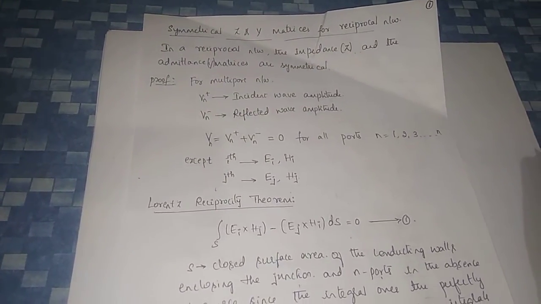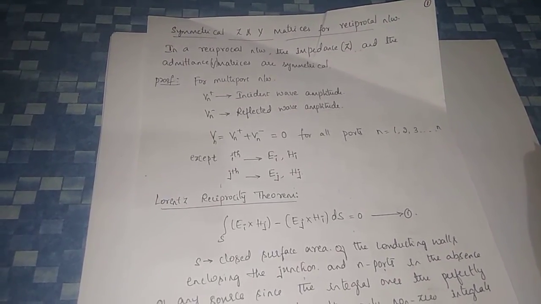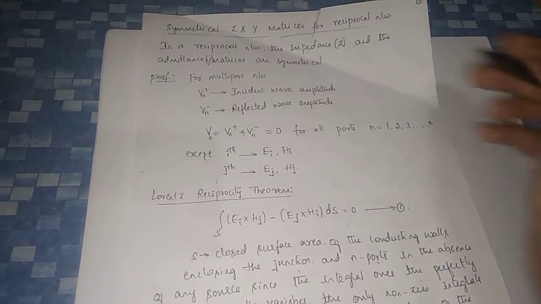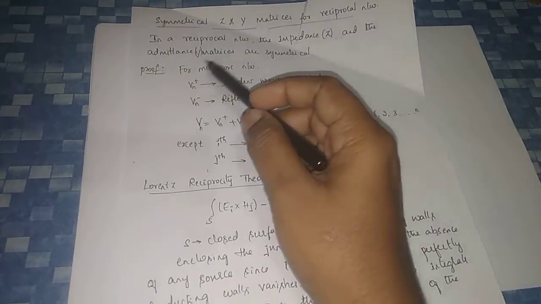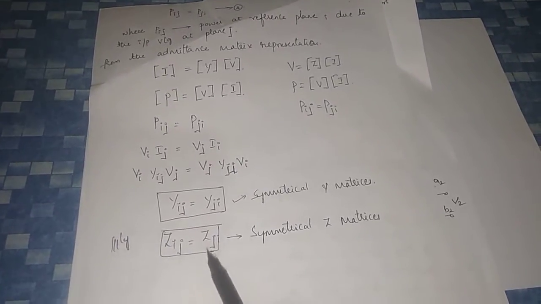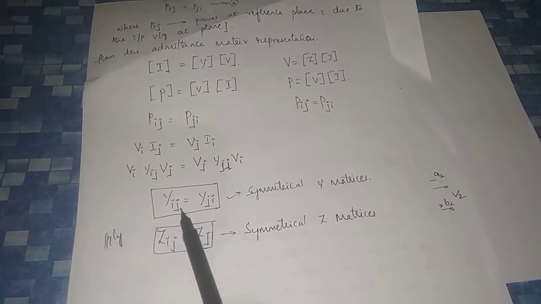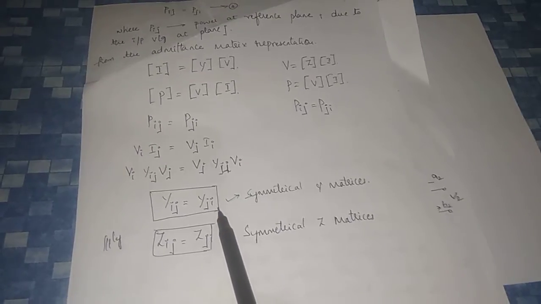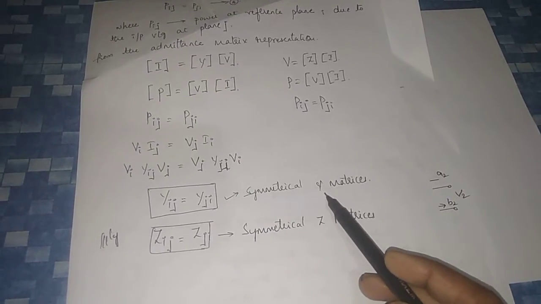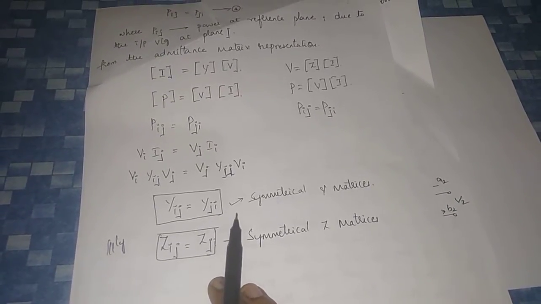Good morning, everyone. In the last class, we have seen the derivation for symmetrical Z and Y matrices for a reciprocal network, right? We have shown that in a reciprocal network the impedance Z and the admittance matrices are symmetrical. So we have come up with the equation Zij is equal to Zji, and for admittance it is Yij is equal to Yji. This shows that the Z and Y matrices are symmetrical for a reciprocal network.